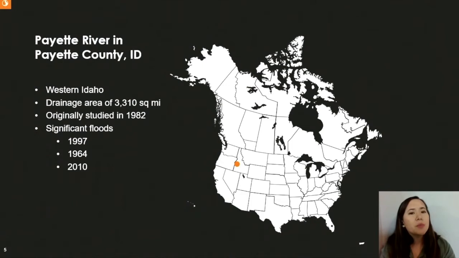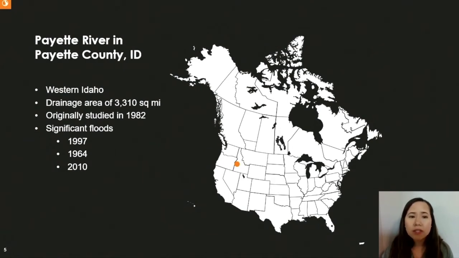The study area for this project is the Payette River in Payette County, Idaho, which is located in western Idaho. The Payette River flows from east to west through the county until its confluence with the Snake River. It has a very large drainage area, and there are some upstream reservoirs, but about 80% of the drainage area is downstream of those reservoirs, so it is fairly unregulated. There are some USGS gauges along the Payette River, including one in Payette County, and the most significant floods at that gauge were recorded in 1997, 1964, and 2010.